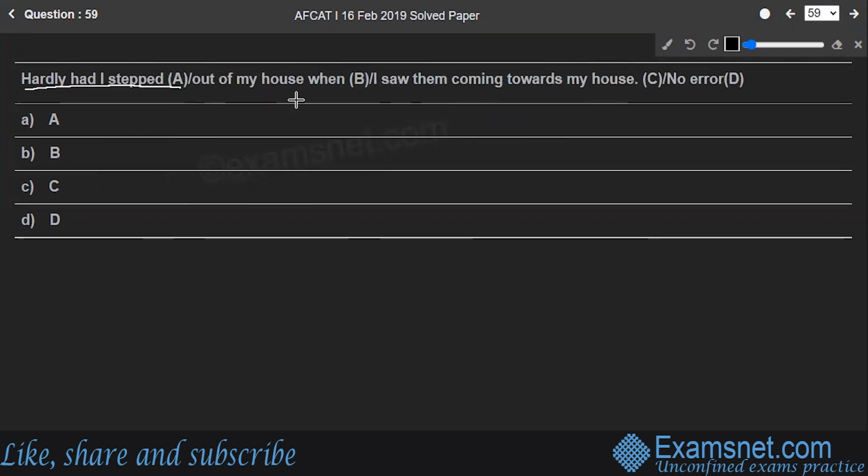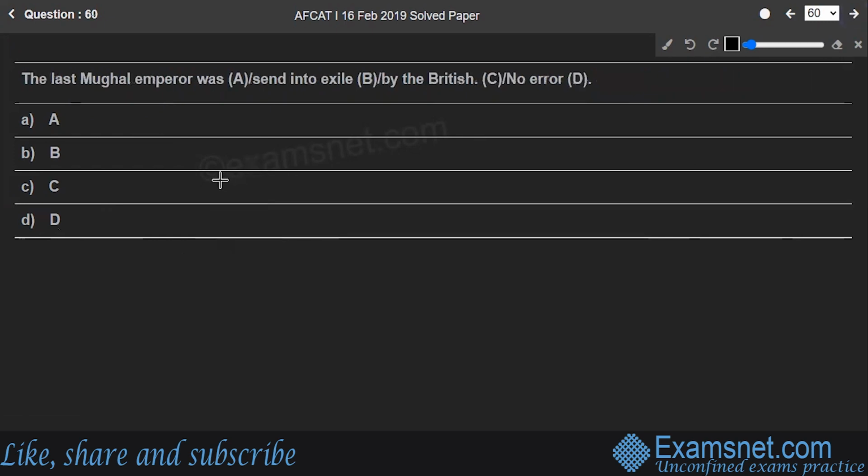Hardly had I stepped, A, out of my house when, B, I saw them coming towards my house, C, or this contains no error. So let's read it again. Hardly had I stepped out of my house when I saw them coming towards my house. This whole sentence does not contain any error. So it's absolutely correct. Option D is the correct answer. This sentence does not contain any error. Right? Next is question number 60.